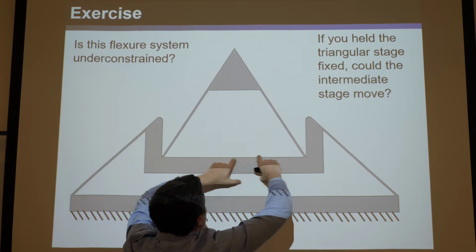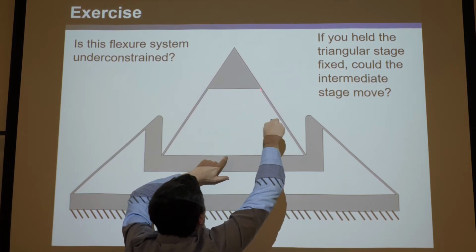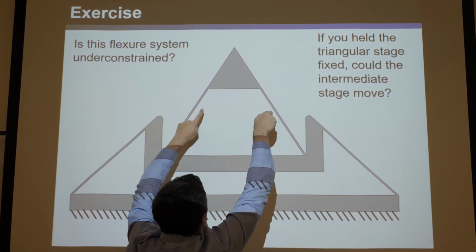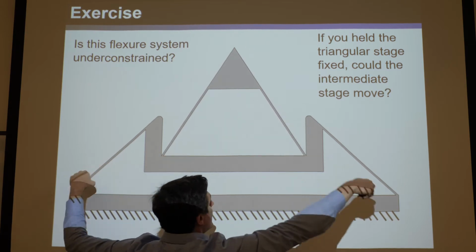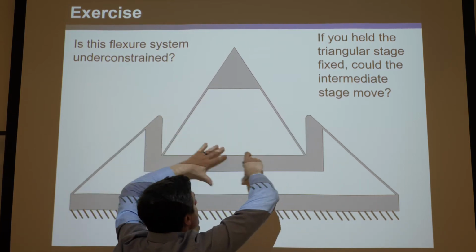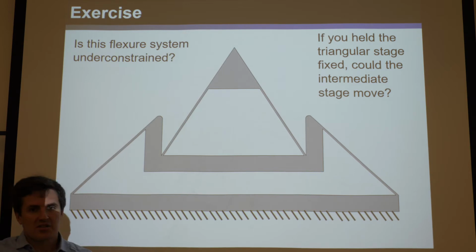Yes, it will still be able to rotate there because it's the instant center. That is now effectively acting like a ground, and it's got its instant centers there. And this is the ground, and it's got the same instant center, so it could rock. Okay, so this is under constraint.